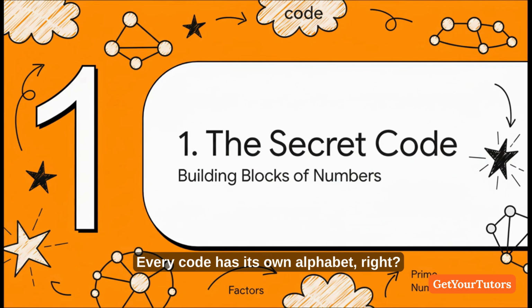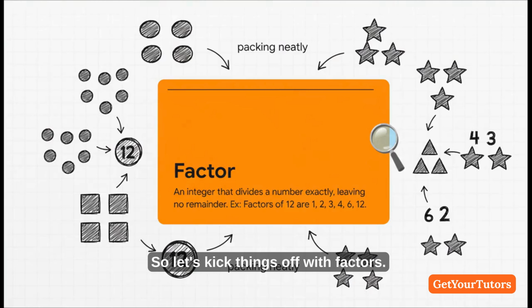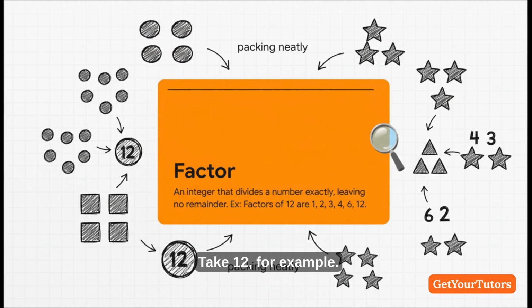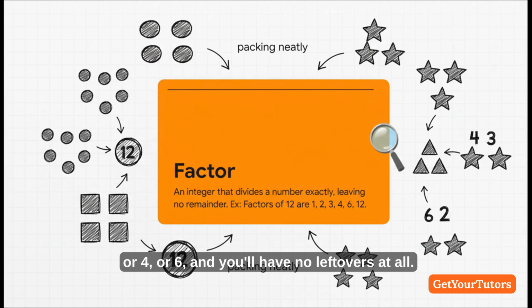Okay, first things first. Every code has its own alphabet, right? Its basic building blocks. Well, for the secret code of numbers, that alphabet is made up of things called factors, multiples, and, the real superstars of the show, prime numbers. So let's kick things off with factors. The easiest way to think about them is this. They're numbers that can be packed neatly into another number. Take 12, for example. You can pack in groups of 2, or 3, or 4, or 6, and you'll have no leftovers at all. They just fit perfectly.